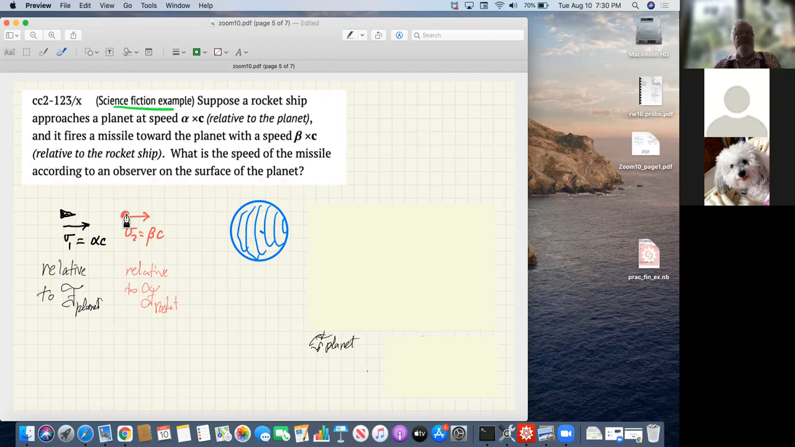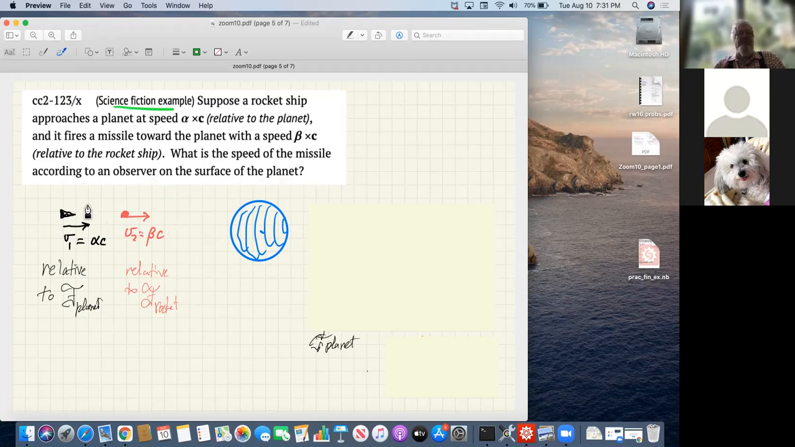So here's the missile, which is fired towards the planet with a speed v2 equal to beta c, but that's the speed relative to the rocket, not the speed relative to the planet. Now the question is, what's the speed of the missile relative to the planet? In other words, for an observer on the surface of the planet who is at rest with respect to the planet and observing the distances and times of this missile, what will that observer measure as the velocity of the missile?